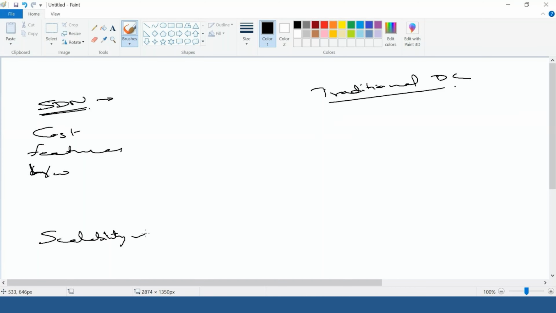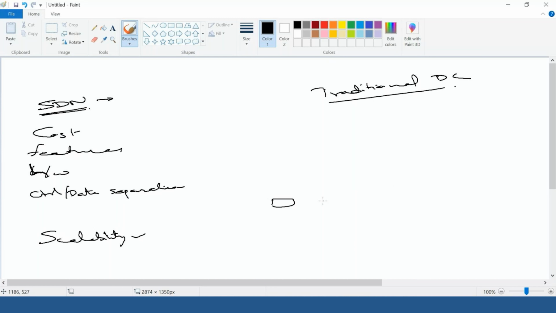Scalability. Technology wise, there's a control plane and data plane separation, right? So the data path is separate, right? So we can send a lot of traffic because data traffic will go through the flow switches or data switches.